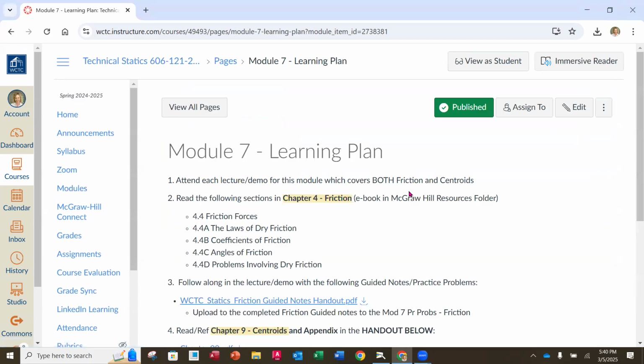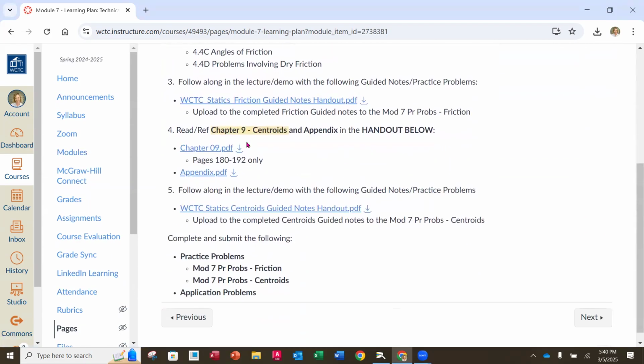So going into our learning plan, we're going to scooch down. And on number 4 here, we are going to be looking at a handout for chapter 9. We are only going to be looking at centroids of simple shapes, which is just pages 180 to 192. That's just the first section here. Additionally, we're going to be working out of our guided notes for the centroids. If you're in class, I have these available for you up here. If not, then you'll be following along virtually.